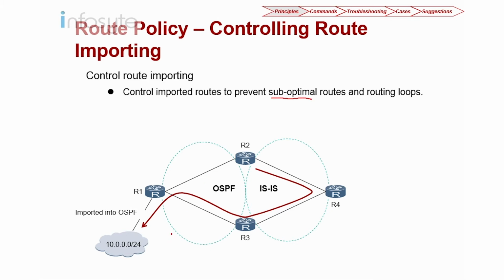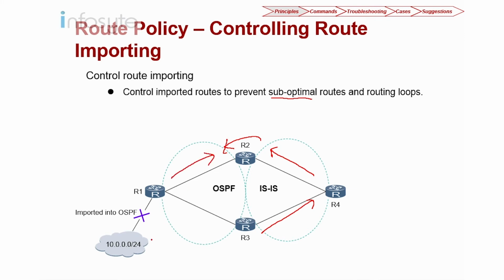Another issue that we are facing here is the routing loop. Assuming that R1's connection to the 10 network failed, remember that R3 already sent this information to R4, R4 sent it to R2, and R2 sent it back to R1. Now when R1 detects that this failed, R1 will have a next hop sent to R2. So this will happen.